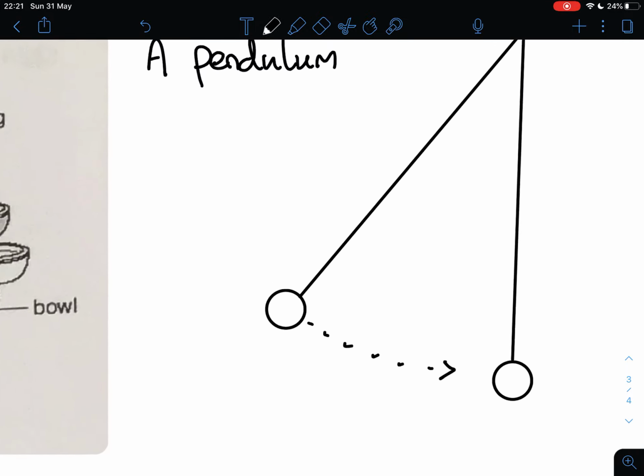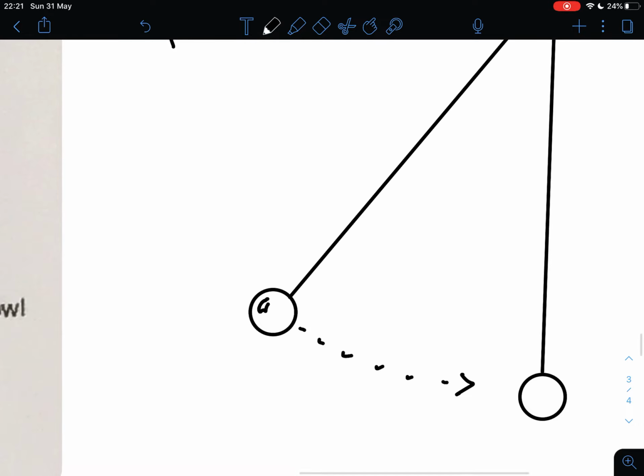Okay, so what's going on? Well, here at the top, remember you can press pause at any point if I go a bit too fast. At the top, we have gravitational potential energy. And let's give it a number. Let's say it's got 10 joules.